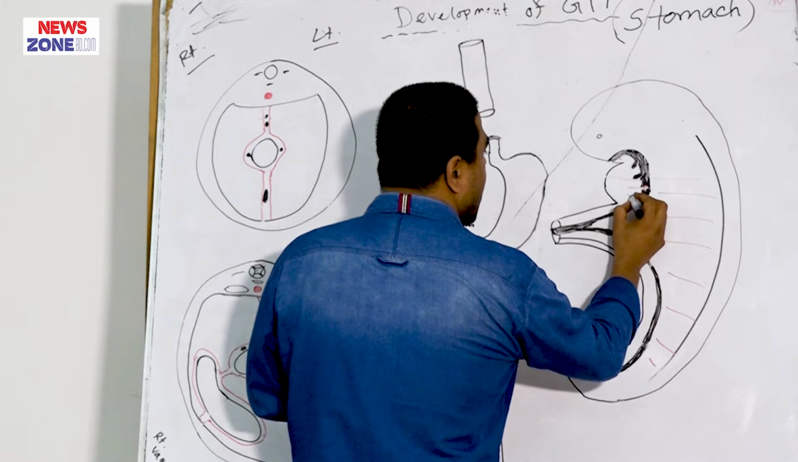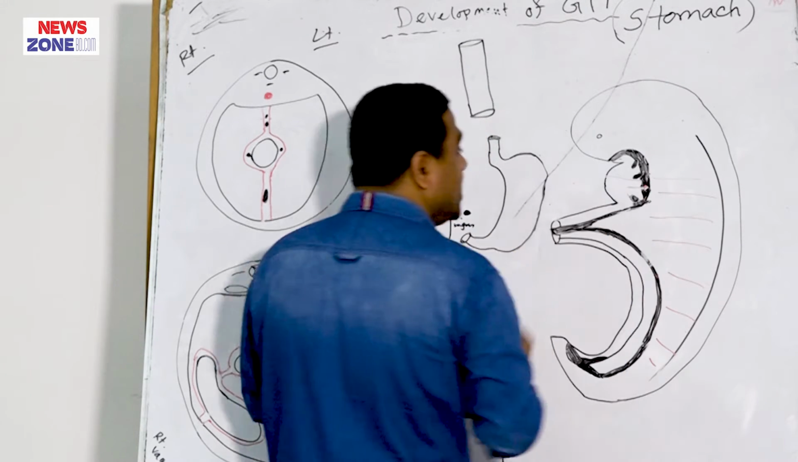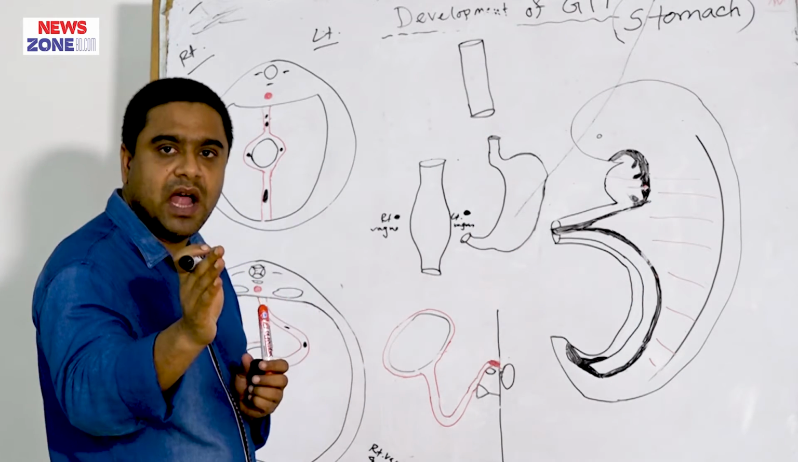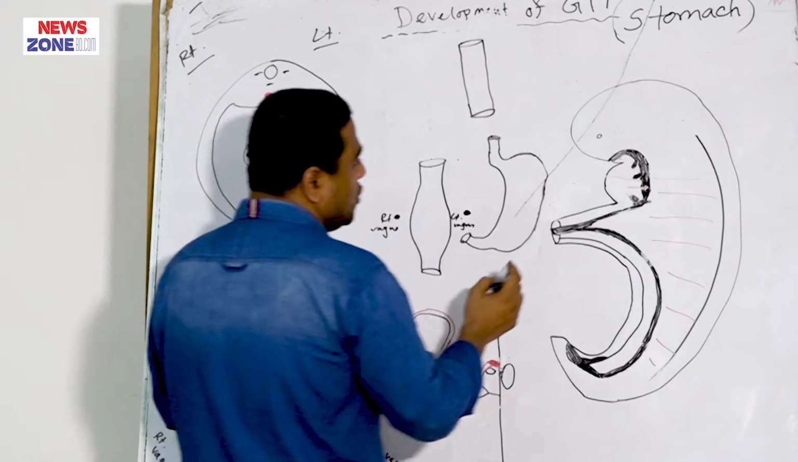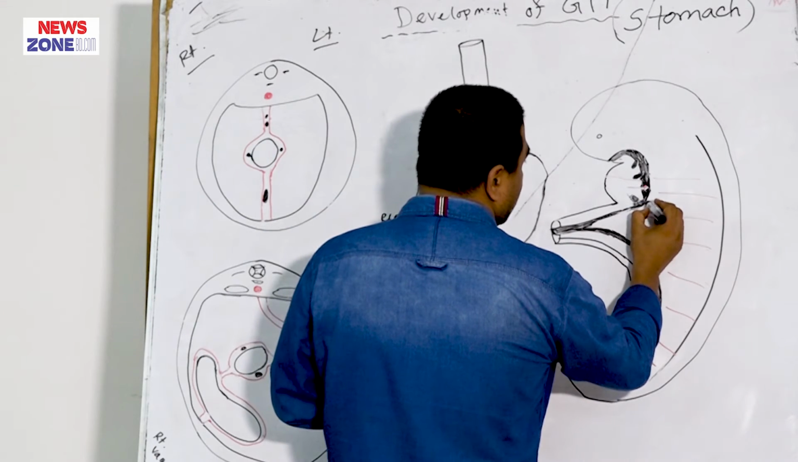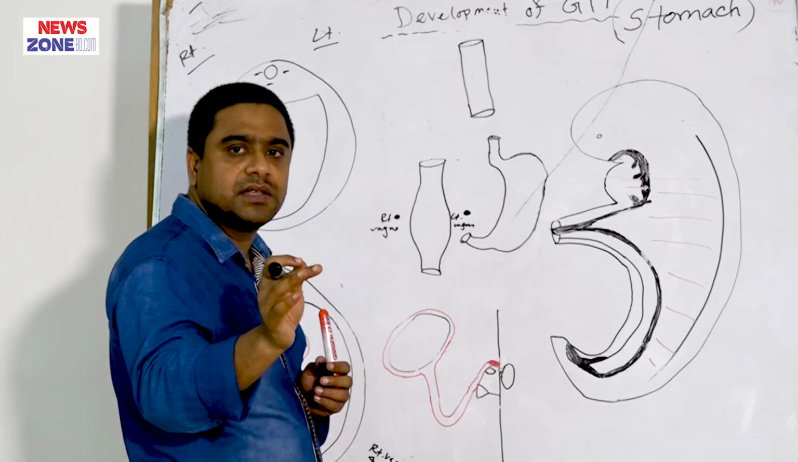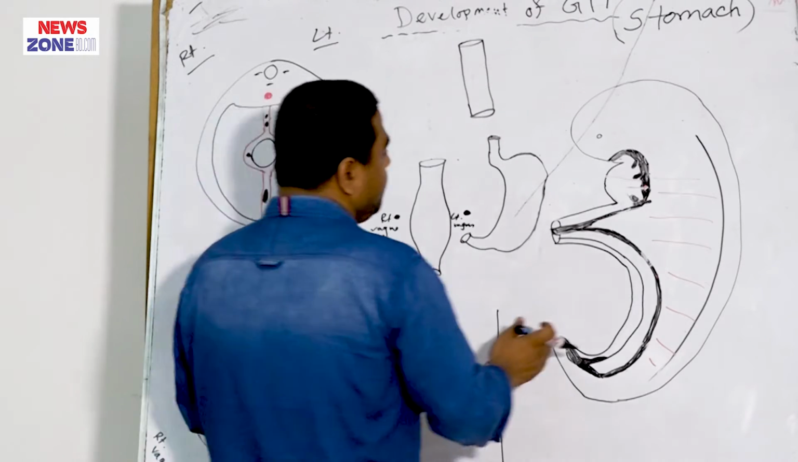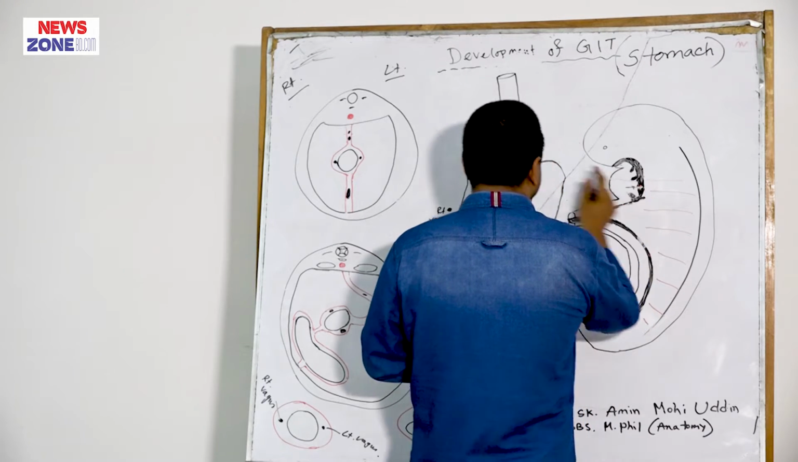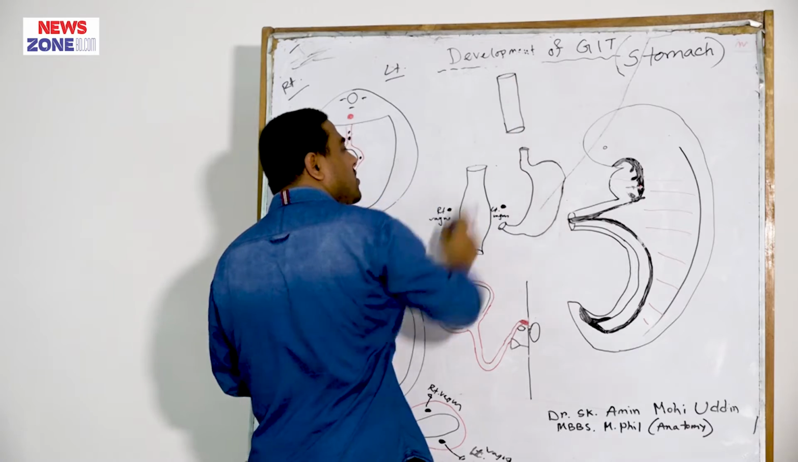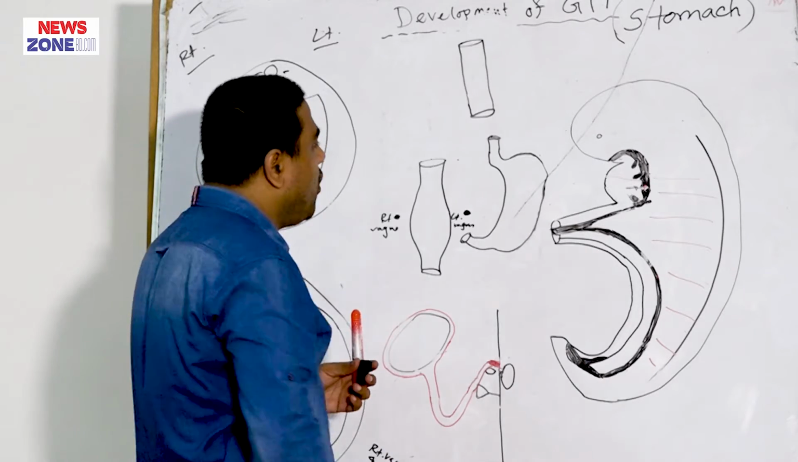So there is a mesodermal membrane called the septum transversum, and a bud appears at the junction between the foregut and the midgut. This bud is known as the liver bud or hepatic bud, and within the dorsal mesogastrium another bud appears. This is known as the dorsal pancreatic bud. So this portion is the lower part of the primitive foregut.